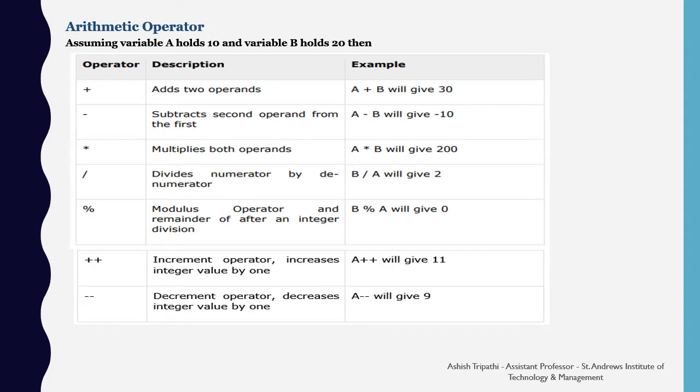Plus plus is the increment operator which increases the integer value by 1, like a plus plus will give 11. Minus minus is the decrement operator which decreases the integer value by 1. For example, a minus minus will give 9.